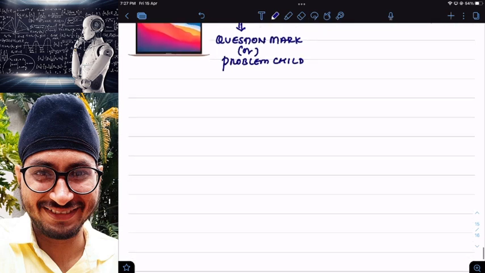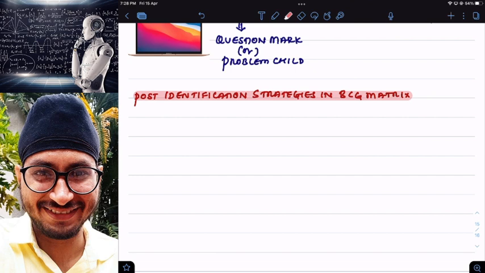Now we have one important concept here, that is post identification strategies in the BCG matrix. Clear? Means once I know which product is a star, which product is a question mark, which product is a dog, which product is a cash cow, then what to do now? Then what to do?